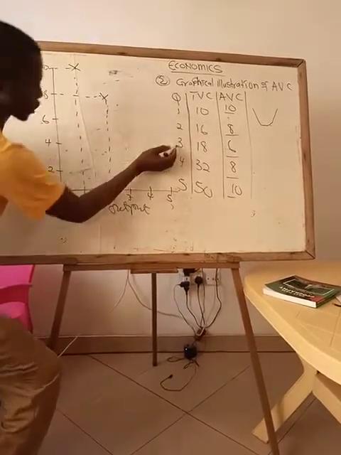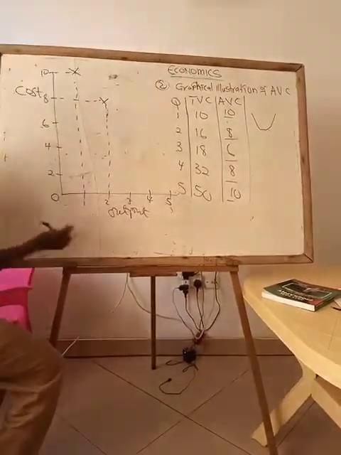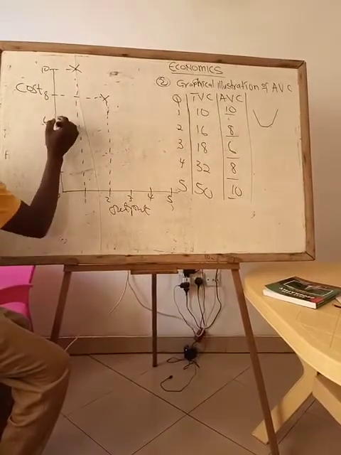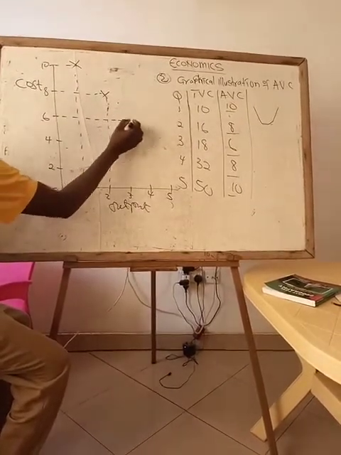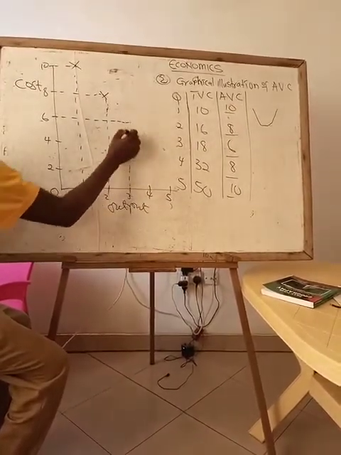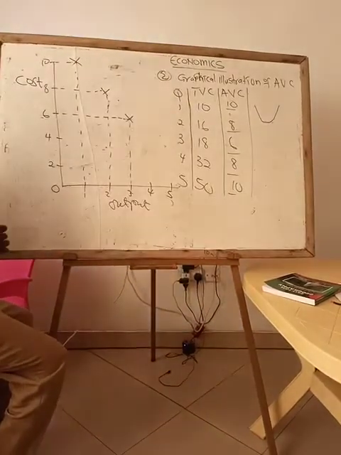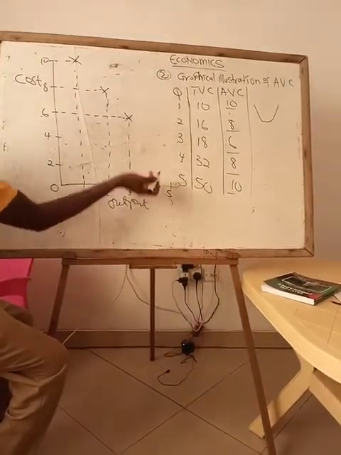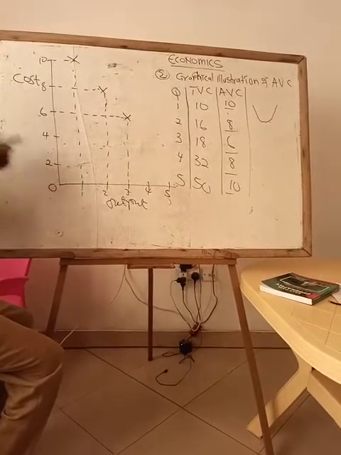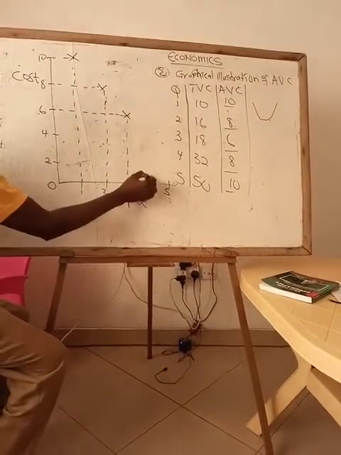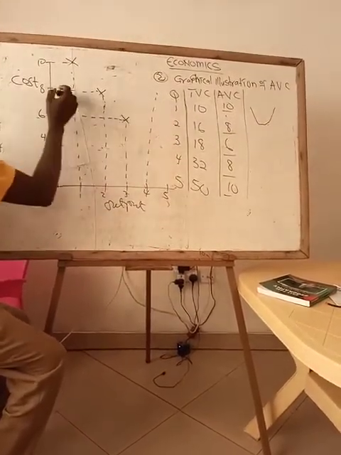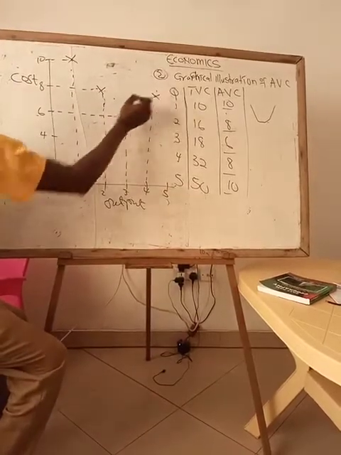When output is 3, average variable cost is 6. So look at 3 and 6. Look at 6 is here. And I'm going to look for 3. Look at it. So they'll meet at this point. When output is 4, average variable cost is 8. So I'm going to look for 4 and 8. Now remember, this is 4. I'm going to look for 8. Look at 8 here. So I'll mark this point.